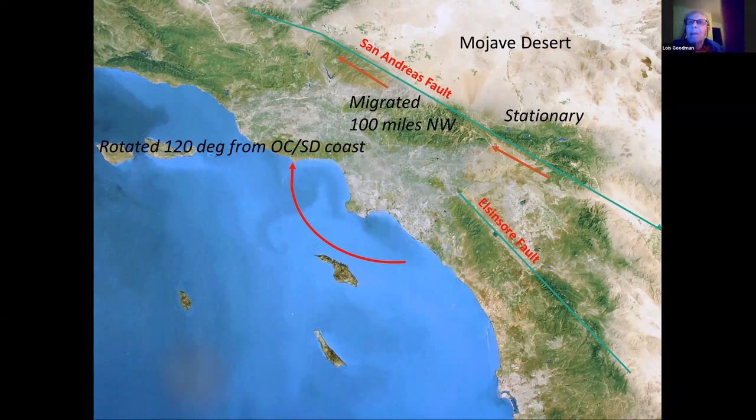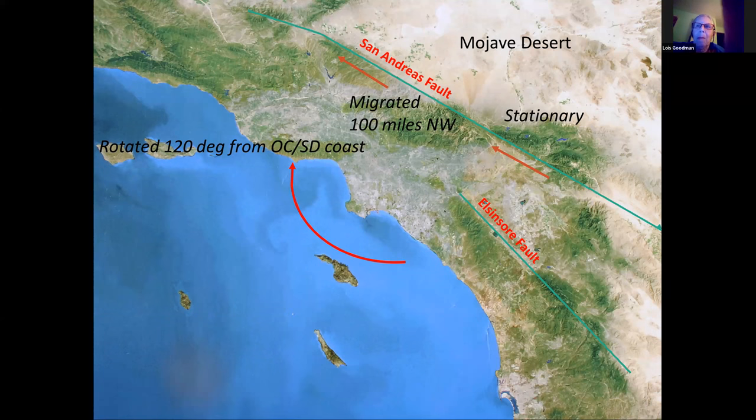The San Bernardino Mountains are relatively stationary with respect to North America. The San Gabriel Mountains in the center spent most of their time about where the Salton Sea is, and they've migrated to the northwest along with the rest of the coast of California to their present position.